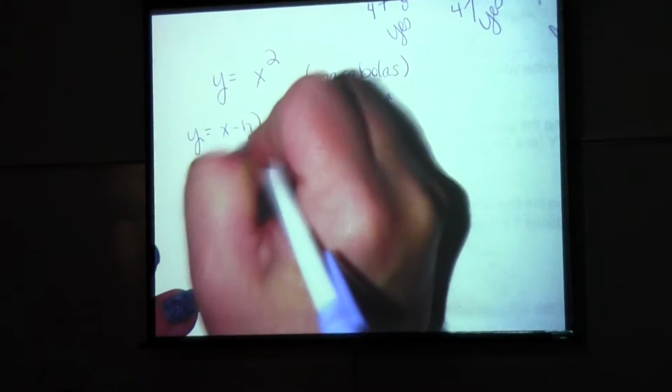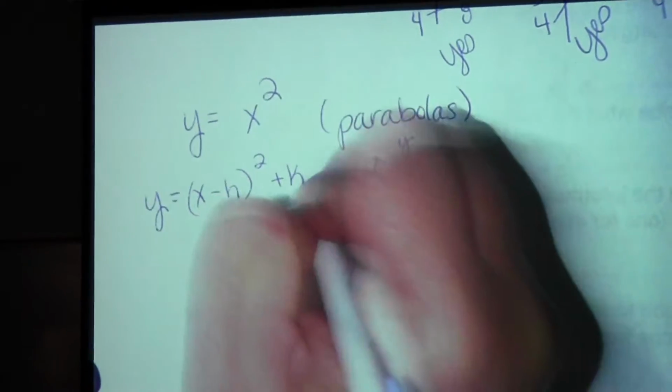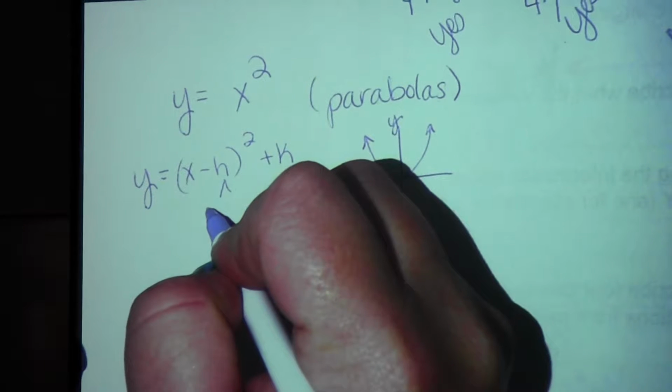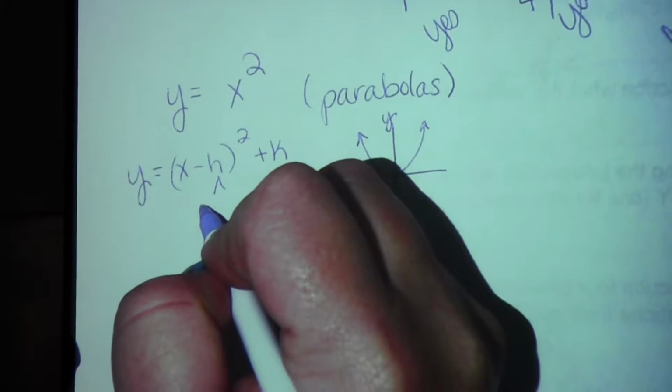If we wanted to move those equations around, we wrote them y equals x minus h squared plus k. Where this was moving it in which 2 directions? Who knows what h moves it?